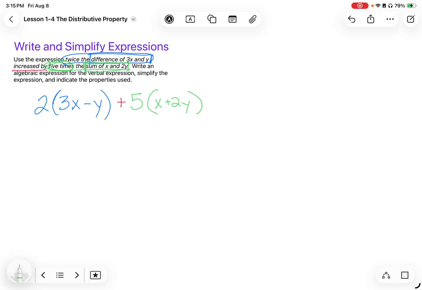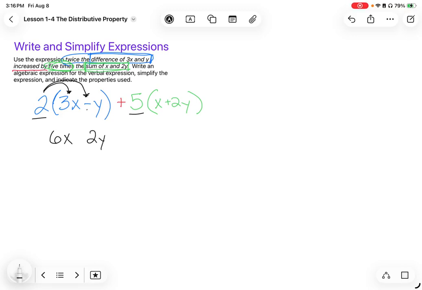Now what we're going to do is simplify this, and then as we simplify it, we're going to write down each property we use. So the first thing that we're going to do here is the distributive property. And we can see right off the bat that we've got some numbers. This 2 is going to get multiplied by the 3x and the y, and this 5 is going to get multiplied by the x and the 2y. So let's do that first. We're going to do 2 multiplied by 3x. That's going to give us 6x. And then we do 2 multiplied by y. That's going to give us 2y.